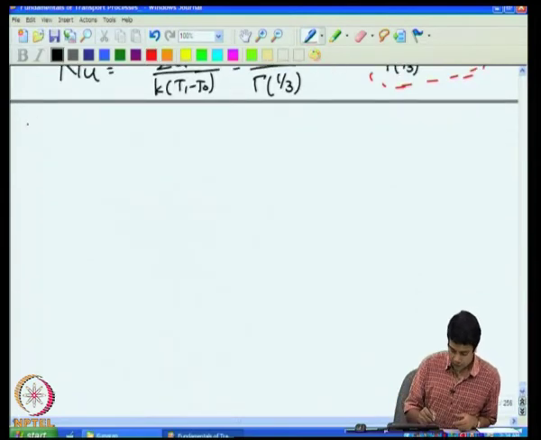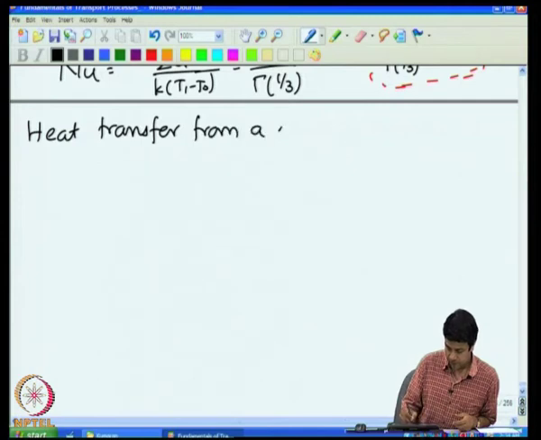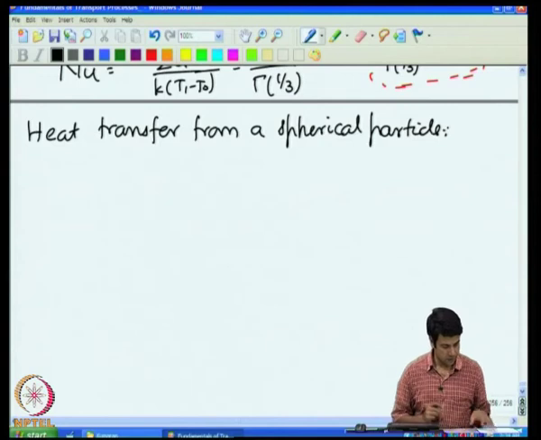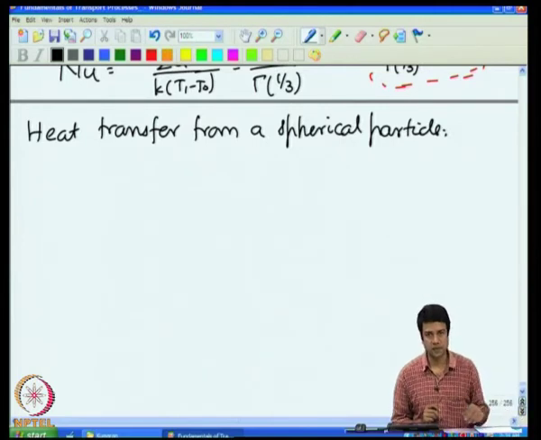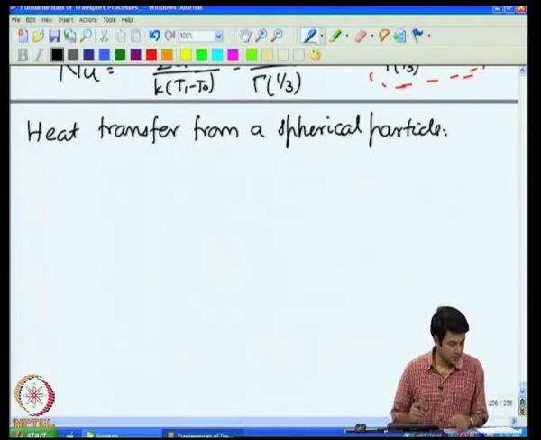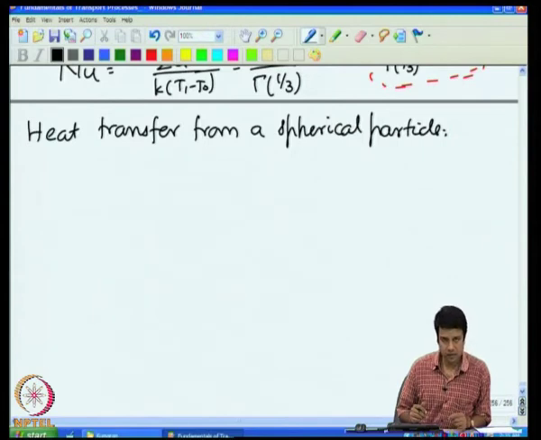Let us now consider a more complicated case, heat transfer from a spherical particle. This is a case that is actually of practical interest. One might very often have situations where there is transport from a spherical particle or some other shaped particle within the flow. First I will consider heat transfer from a spherical particle, and then we will look at some general results that can be obtained for any shape of particle.